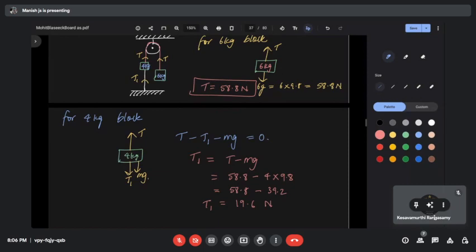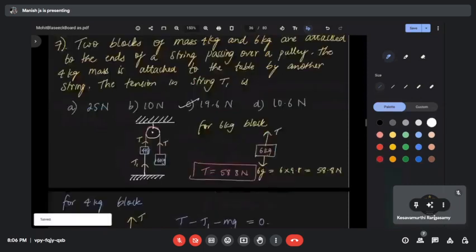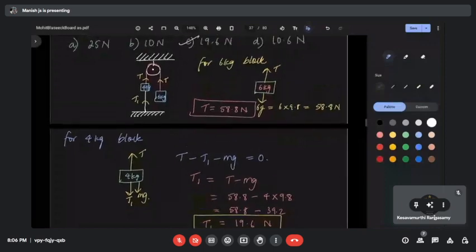So one by one we have done and we have solved it eventually. So the answer is 19.6, which is option C. Is it clear, children? So I hope it's clear, students. Any doubt with this question? It's a pulley related question. Okay.